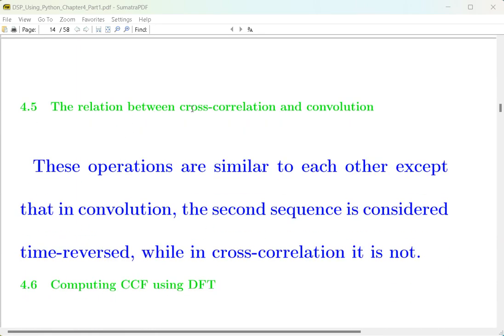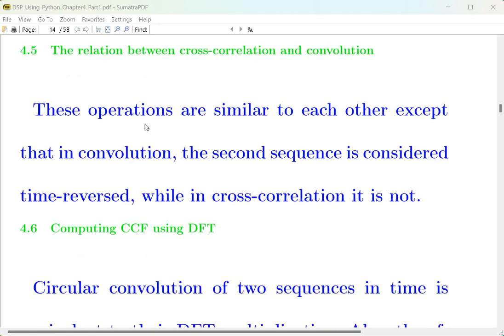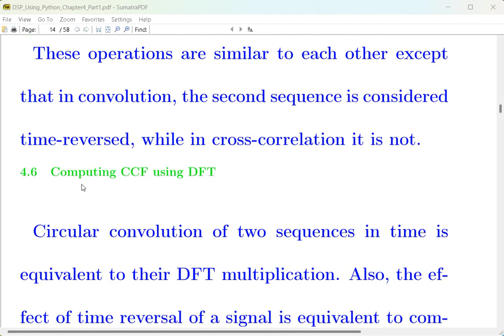The relation between cross-correlation and convolution. It's a very important topic we are discussing right now. These operations are similar to each other except that in convolution, the second sequence is considered time reversed, while in cross-correlation it is not. So, if we are interested in using DFT for autocorrelation or cross-correlation function, what will happen?